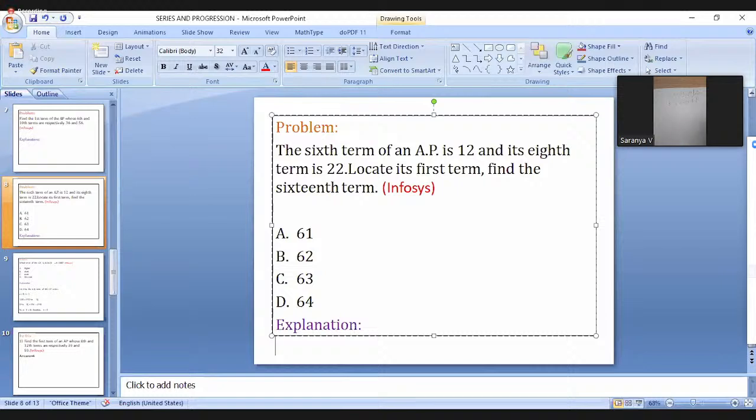Sixth term is given. That means what? Sixth term is 12, which means a plus 6 minus 1, so 5d. And then eighth term is given, that is 22, which means what? A plus 8 minus 1, 7, 7d.